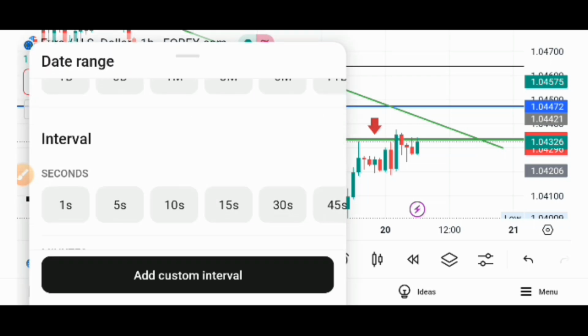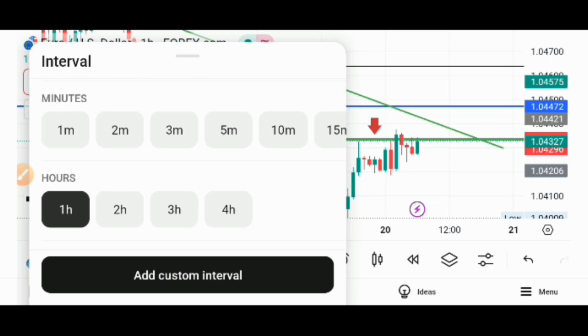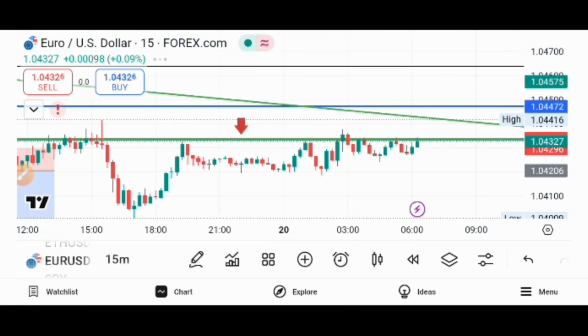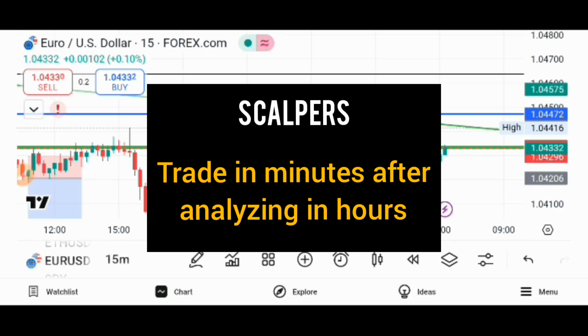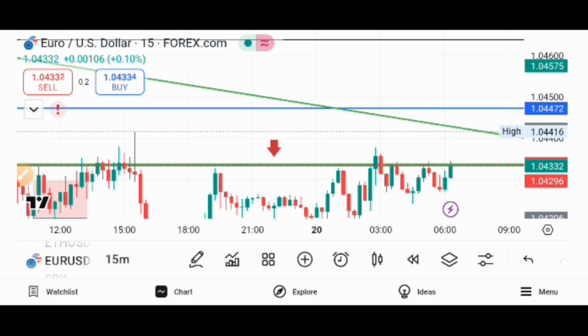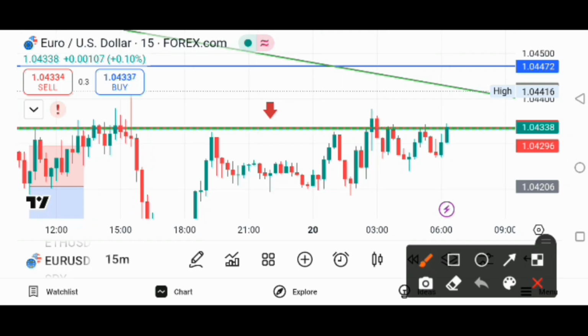So from this 1 hour, I'll quickly run down to 15 minutes so that I can catch some pips, because I'm a scalper. I scalp the market, so I deal with the trade within minutes. From these 15 minutes, I see some possibilities that this market will push up to this level.